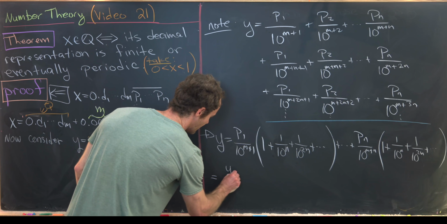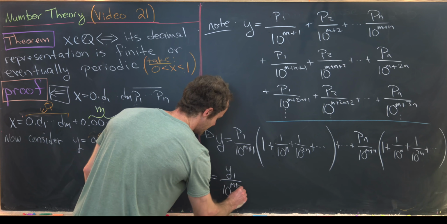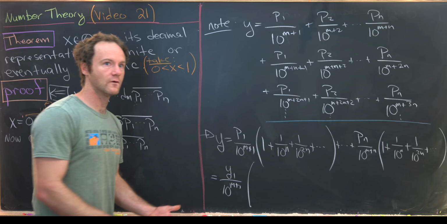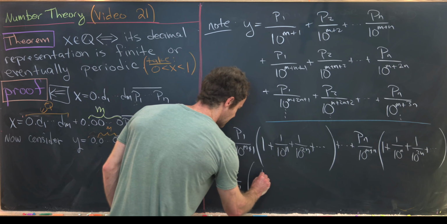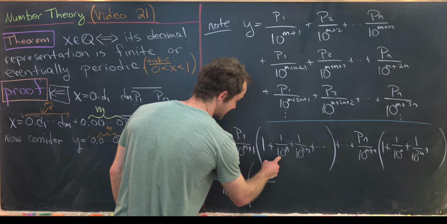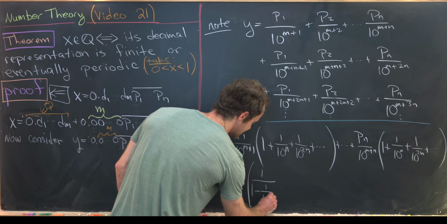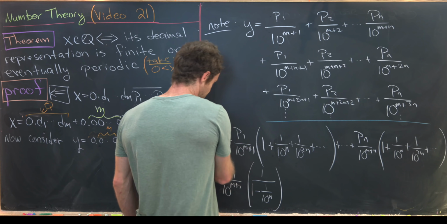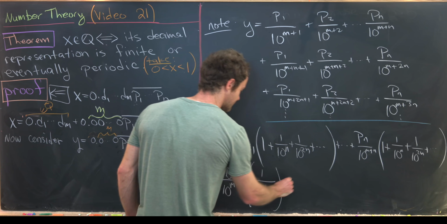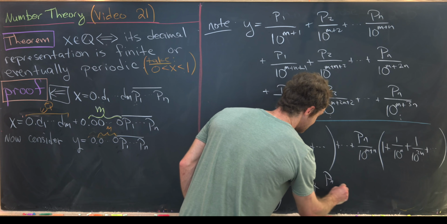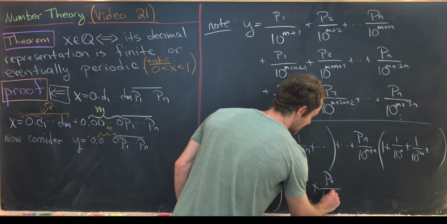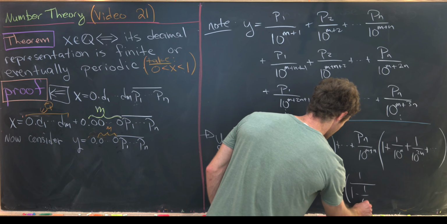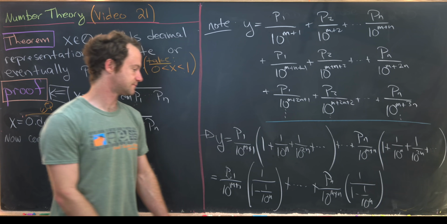So that means we have y equals 1 over 10 to the m plus 1 times p1. Then this guy right here sums up to 1 over 1 minus the common ratio. So that's going to be 1 over 1 minus 1 over 10 to the n here. But then that's happening for all of these terms. So that happens for the next one, which is the p2 term, all the way up to the pn term. So we have pn over 10 to the m plus n, and then 1 over 1 minus 1 over 10 to the n, like that.